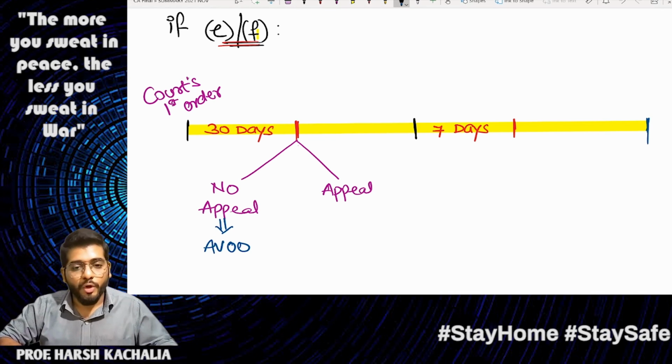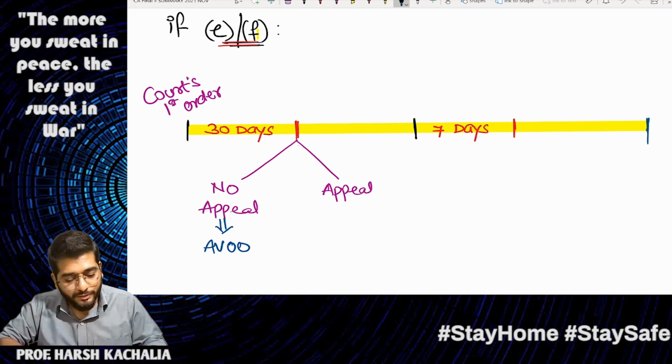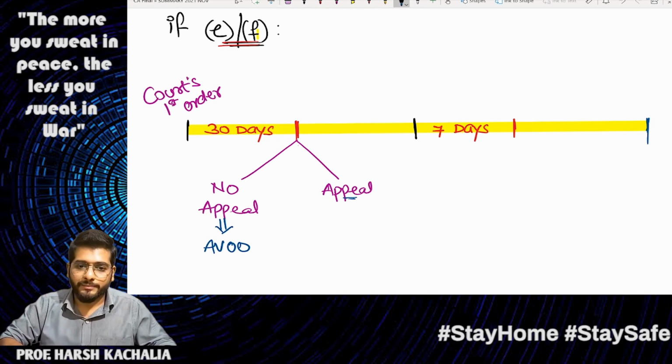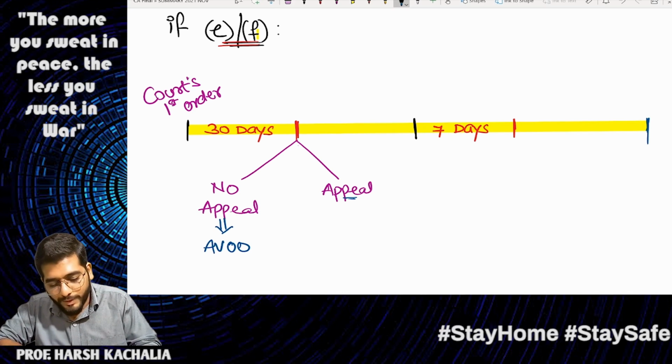What is AVOO? Automatic vacation of office. You have to vacate the office immediately now. But during this period of 30 days, if you decide that you want to file an appeal, in that case, you don't have to vacate the office, but what you have to do is wait for the court's second order.